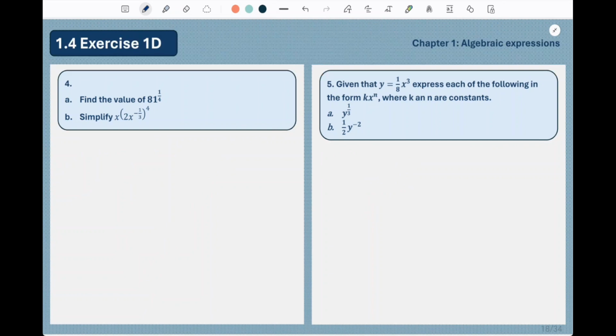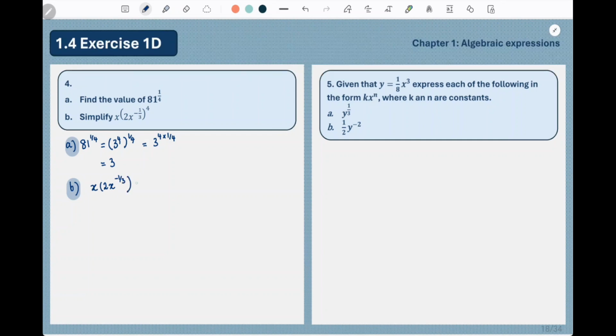We have to find the value of 81 to the power of 1 over 4. 81 can be written as 3 to the power of 4. Why? Because 9 times 9 is 81, and each of those 9s is 3 to the power of 2. And then to the power of 1 over 4. Using the laws of indices, we know that it is 4 times 1 over 4, so it becomes 3.